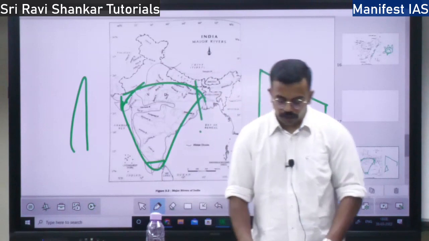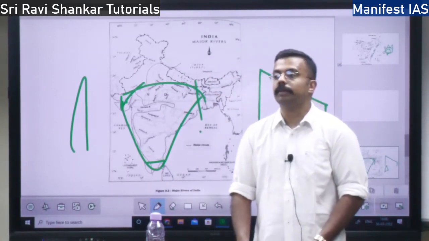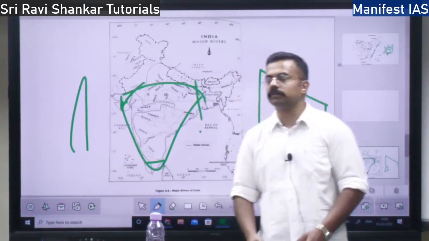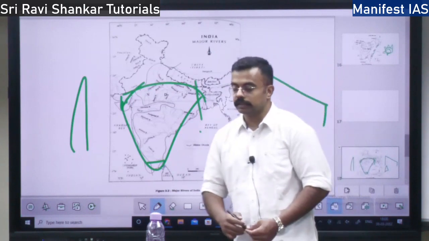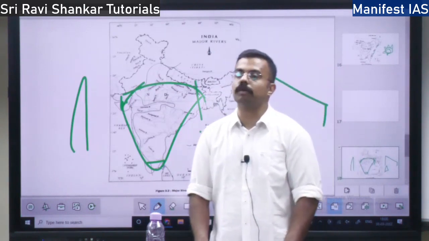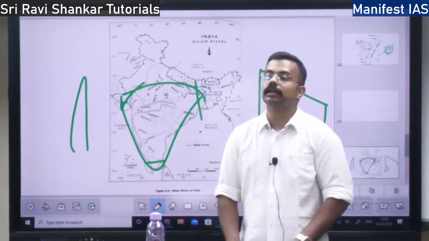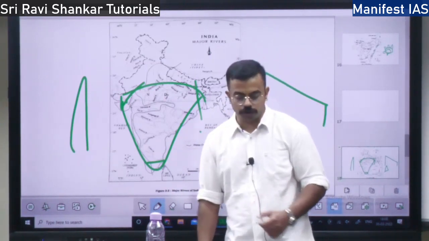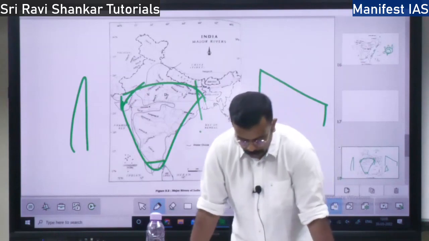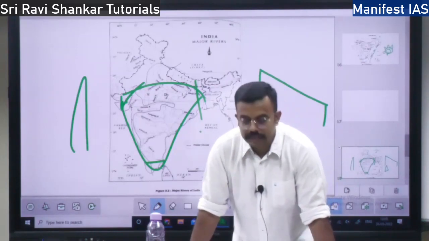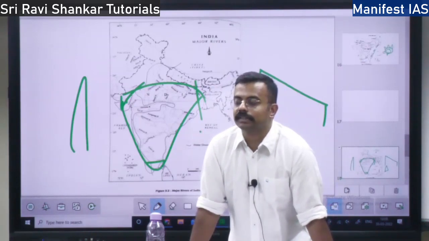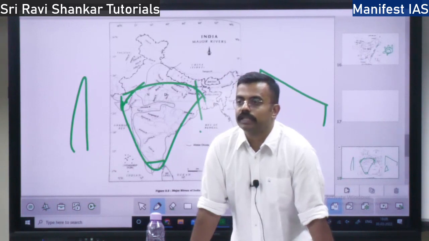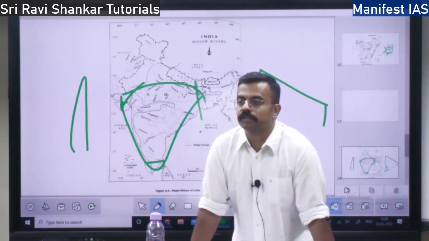So here, the peninsular plateau is made up of black soil. It is full of black soil where cotton is grown. That is why it is called black cotton soil, right? So in this plateau there is upliftment and submergence as well. So what is upliftment and submergence?